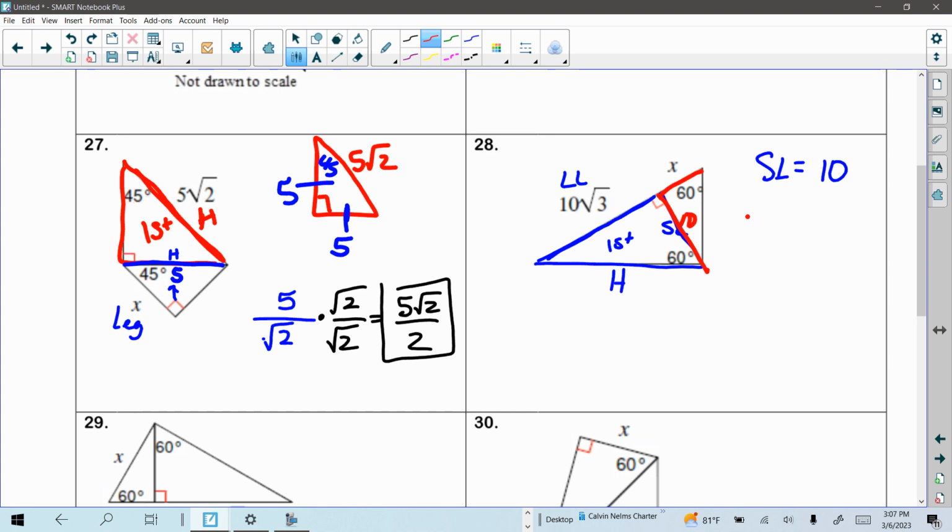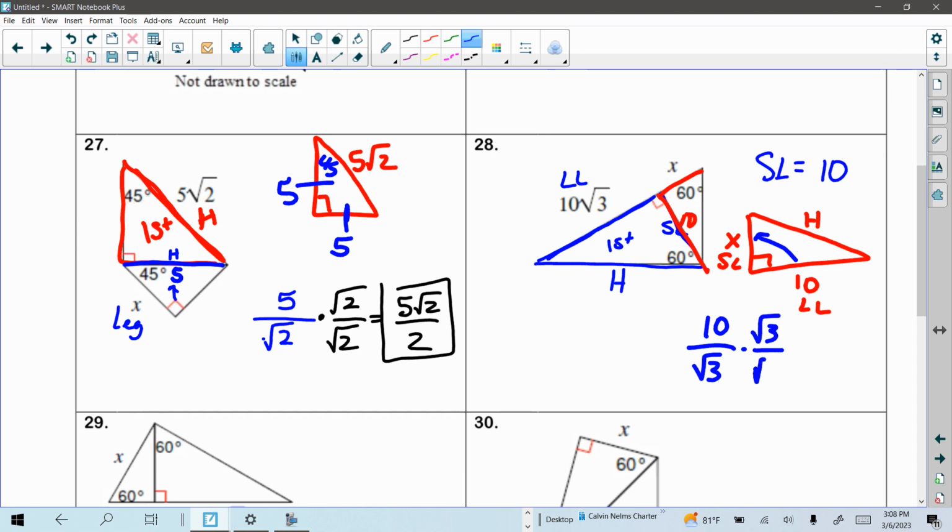I'm just going to redraw it here. For my red triangle here, that 10 is actually the long leg in the adjacent triangle. The x here would be the short leg, and then over here would be my hypotenuse. So I'm going from long leg back to the short leg. So I'm dividing this 10 by root 3, rationalizing it, and getting that x, my final answer, is 10 root 3 over 3. Cannot simplify that any further.